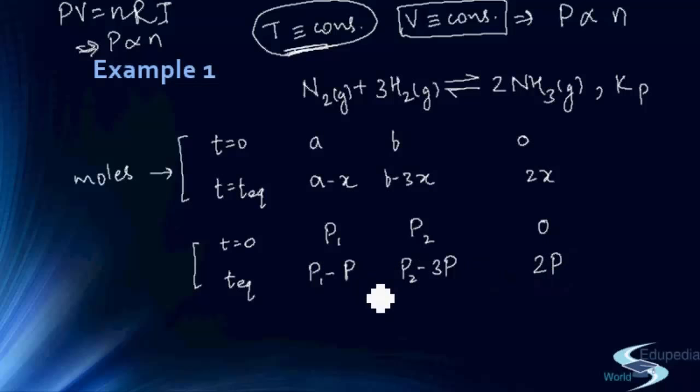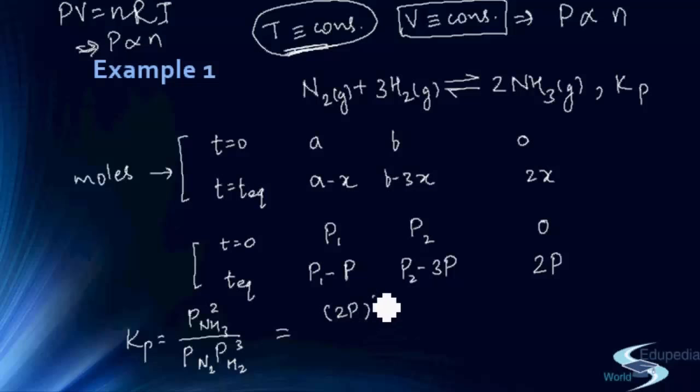Now I know that the expression of Kp is simply equal to the partial pressure of ammonia whole squared divided by the partial pressure of nitrogen into the partial pressure of hydrogen cubed. So this is the expression for Kp. Now I simply substitute the values. The partial pressure of ammonia is 2P, the partial pressure of nitrogen is P1 minus P, and the partial pressure of hydrogen is P2 minus 3P whole cube.